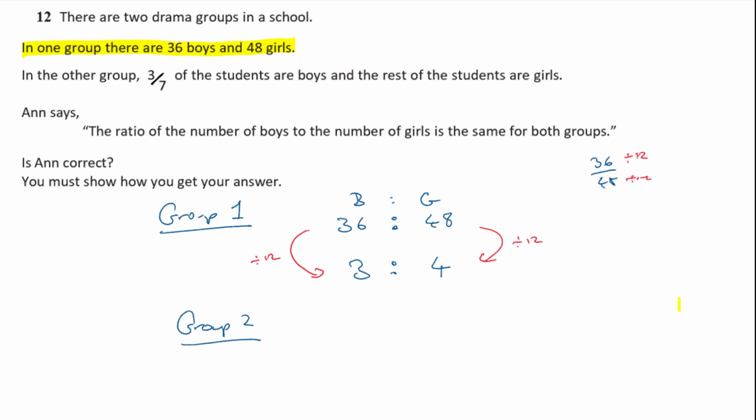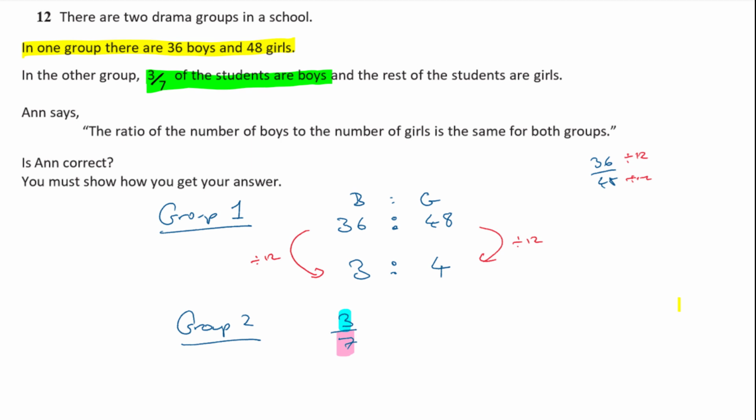Group 2. Now we're told for group 2 that 3/7 of the students are boys and the rest are girls. Okay, so here we've got 3/7. When you've got a fraction like this, you're comparing what you've got with everything, haven't you? So there are 3 boys out of every 7 students in this group. Okay, with ratio though, it's slightly different. You don't compare what you've got with everything. You compare what you've got with what you don't have.